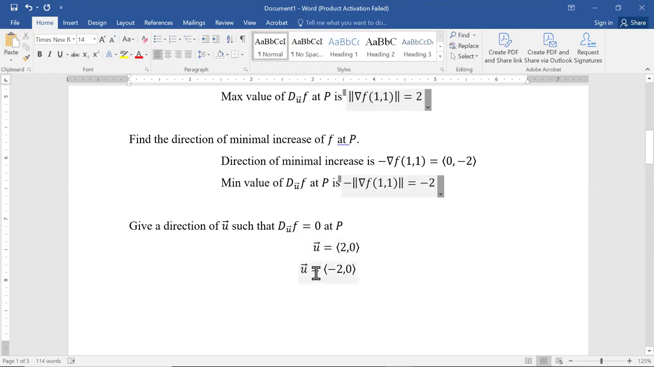So either one of those is orthogonal to the gradient vector, and therefore each of those is such that if we move in that direction, we're moving 0 units in the y direction.